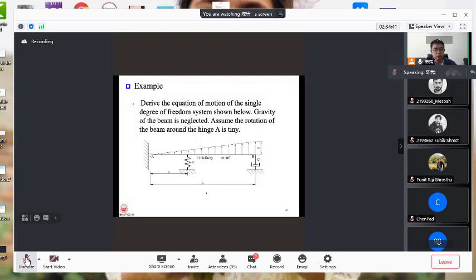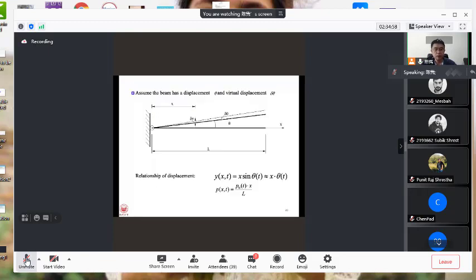Then we need to derive the equation of motion. You can use different ways. You can use the Newton method. If you use D'Alembert's principle, you can use moment balance here, or you can use Newton's law. Here we use the virtual displacement. If we take the rotation angle as a coordinate, as the degree of freedom, the virtual displacement along its positive direction is delta theta. So this theta is an independent coordinate. The vertical displacement corresponding to delta theta is delta y, which is x times delta theta. Because y(x,t) is x sine theta, and for a very small rotation, it's approximately x times theta.